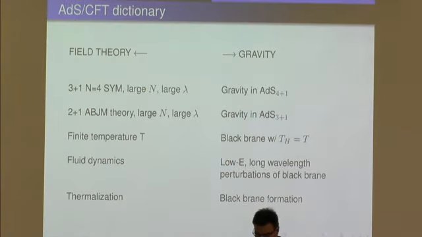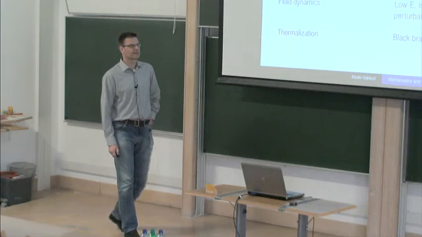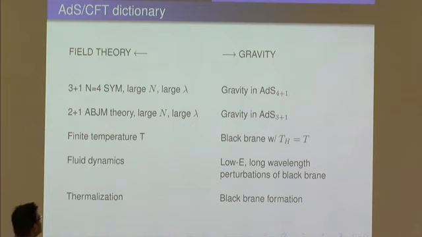Okay, so let me remind you of some rules here. In field theory, if you take 3+1 dimensional N=4 super Yang-Mills at large N and at large 't Hooft coupling, you can approximate the system with gravity in AdS 4+1. But instead, we will be working in AdS4, four-dimensional anti-de Sitter space, because that's easier. And then the dual system is a 2+1 dimensional plasma, which Chris Herzog talked about last week. So that's the ABJM theory.